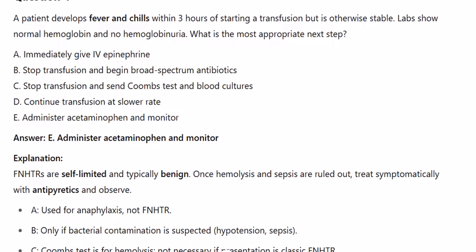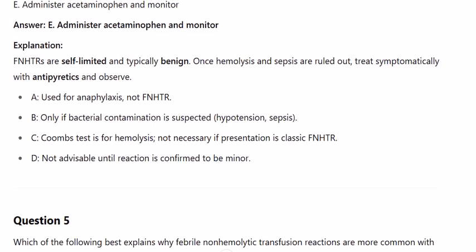Answer E. Administer acetaminophen and monitor. Explanation. FNHTRs are self-limited and typically benign. Once hemolysis and sepsis are ruled out, treat symptomatically with antipyretics and observe. A. Used for anaphylaxis, not FNHTR. B. Only if bacterial contamination is suspected, with hypotension or sepsis. C. Coombs test is for hemolysis. Not necessary if presentation is classic FNHTR. D. Not advisable until reaction is confirmed to be minor.